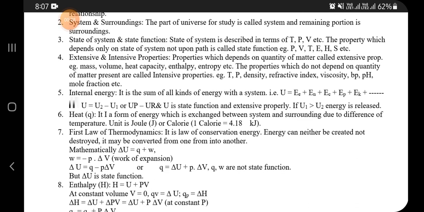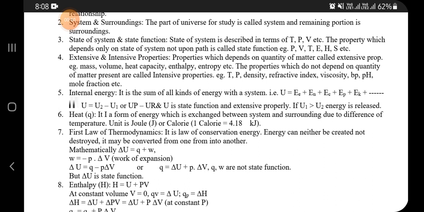State of system and state function. State of system is described in terms of temperature T, pressure P, volume V, etc. The property which depends only on the state of the system, not upon the path, is called state function. Example: pressure, volume, temperature, energy, heat, etc.